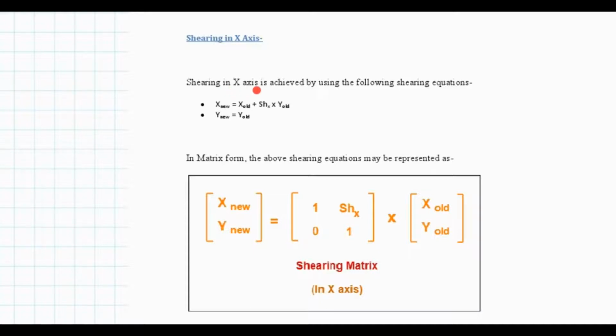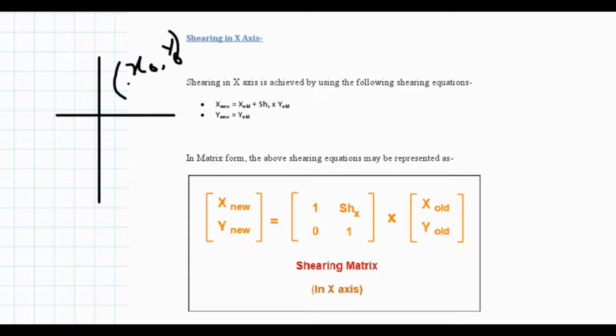So shearing in x-axis is achieved by changing the x coordinate value of the point in question. To explain explicitly, in your 2D space, here is a point with coordinates x old and y old onto which you want to apply the shearing transformation. From our previous discussion, if you apply shearing transformation along the x direction, there will be no change in the y coordinate value. Mathematically, y new equals y old. That means the y coordinate value has not changed.